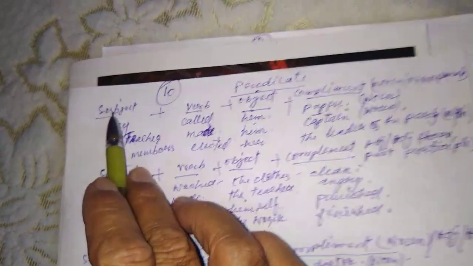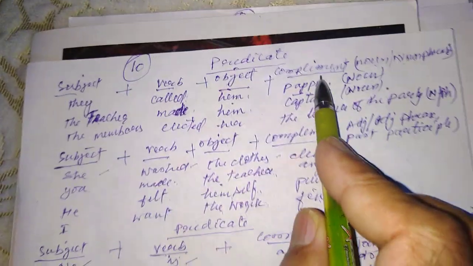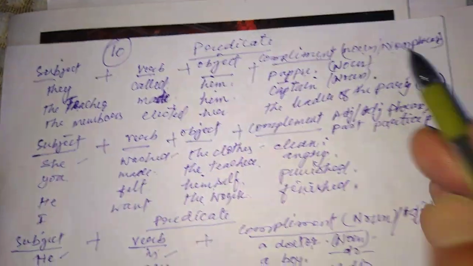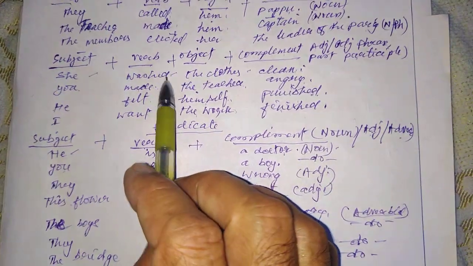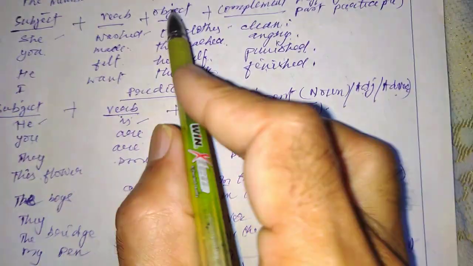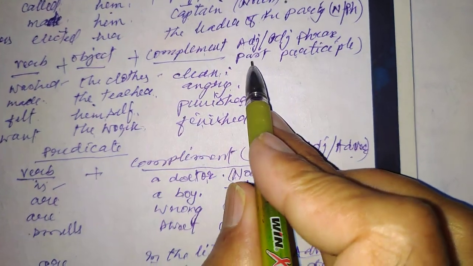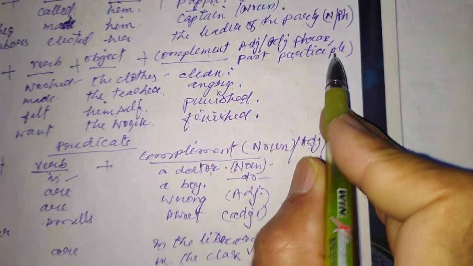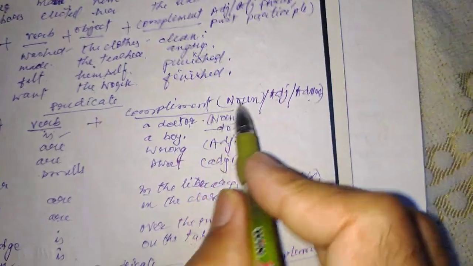Lastly, we learned subject, verb, object, and complement. Complement could be a noun or noun phrase. Then again our predicate could be verb, object, complement. Complement could be an adjective, adjective phrase, or past participle form of the verb, which we have studied here. And then predicate could be verb plus complement, where complement could be a noun, adjective or adverb, which we have studied here.